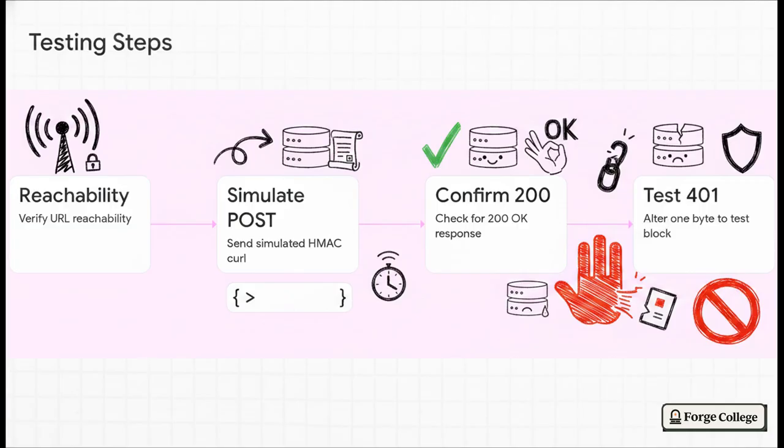But step 4 is absolutely vital. You go back, alter just one single byte of that payload, and send it again. Your cryptographic bouncer should instantly hit that with a firm 401 unauthorized block. If it still returns a 200, well, your security logic is broken and you need to fix it right now.